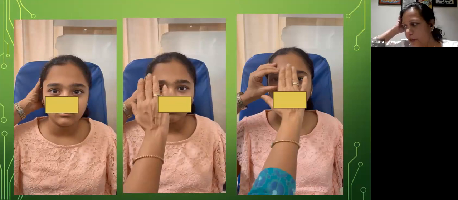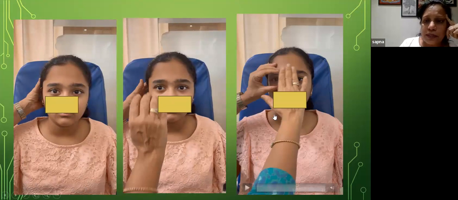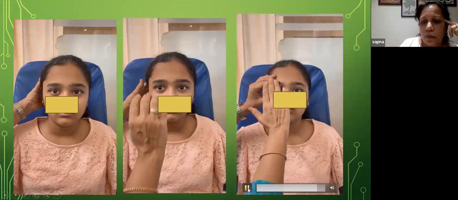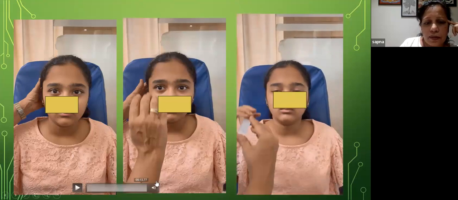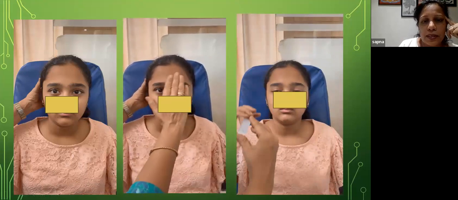I did not get a patient for the tropia cover test. I had it in the archive, I couldn't upload it here. So in this patient, I'm showing you how we do the prism cover test. If you see, I'll go back to the first one. This is an exotropia. From outside to inside, the eye is coming.